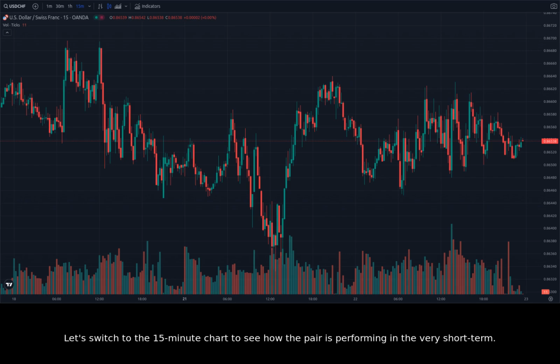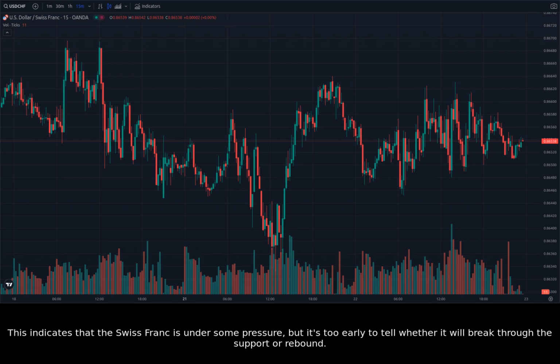Let's switch to the 15-minute chart to see how the pair is performing in the very short term. On the 15-minute chart, the pair is displaying some interesting short-term fluctuations. We can see that the price is currently hovering near the lower support level of the one-hour range. This indicates that the Swiss franc is under some pressure, but it's too early to tell whether it will break through the support or rebound.